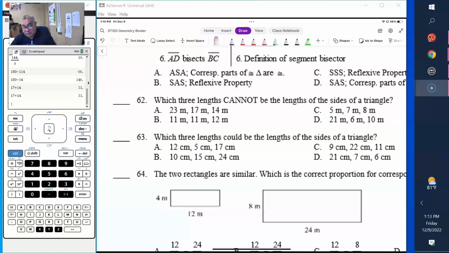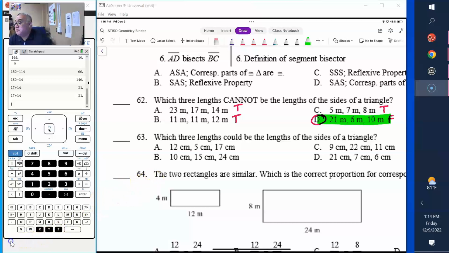Which three lengths cannot be lengths of sides of a triangle? 23, 17, and 14. This is true. 11 plus 11 is 22, so that's true. 5 plus 7 is 12, that's true. 6 plus 10 is 16, so that's false. So your answer is D. Remember the triangle inequality theorem: the two shorter sides have to be longer than the third side.